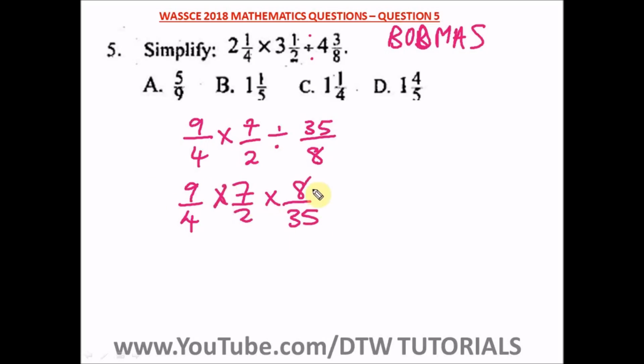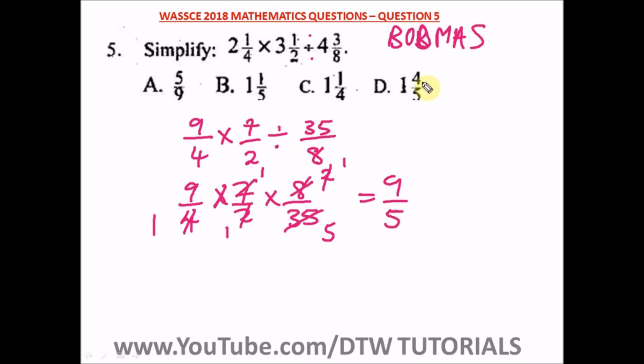Here we can simply cancel out, because after your division it is still multiplication, so we can just cancel out throughout. 7 here will go 1 time, 7 here will go 5 times. 4 here can go 1 time. 4 in 8 will go 2 times, and 2 will cancel 2 here, so we have 1, 1. We're left with 9 over 5.